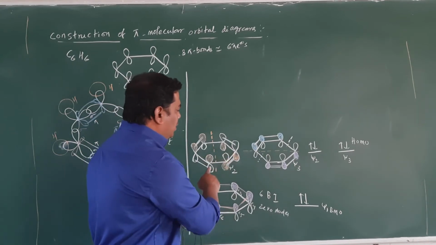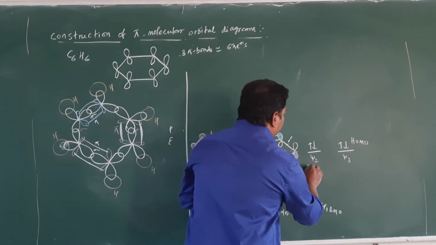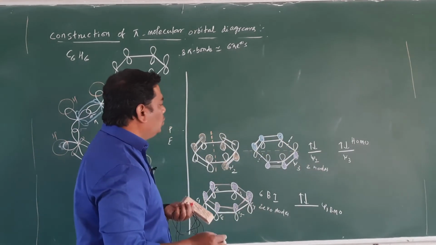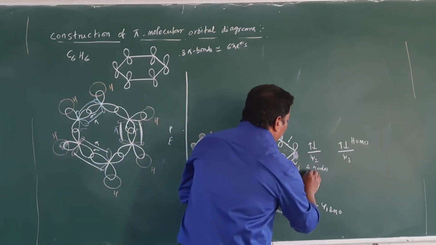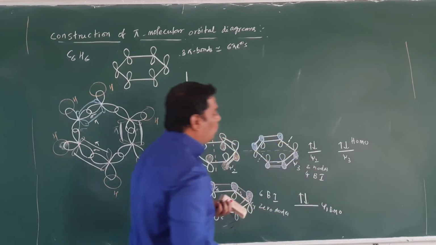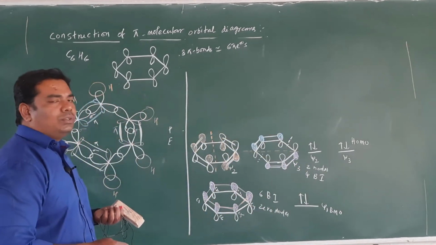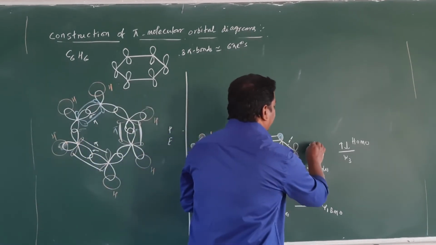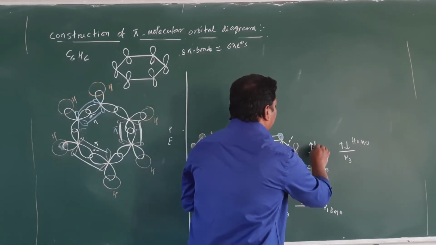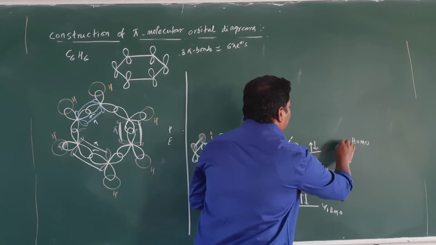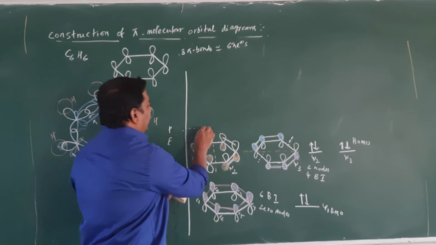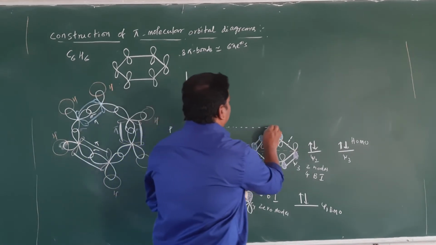So in this case, students, how many nodes are there? Two nodes are there. So how many bonding interactions are there? Four bonding interactions are there. So this is the psi2 and psi3 level. In the psi2 and psi3 level, students, each orbital has 2 electrons. Then this is the energy barrier, students.